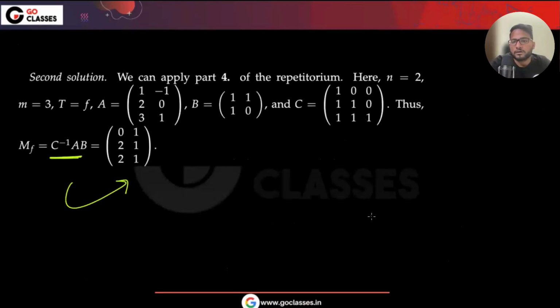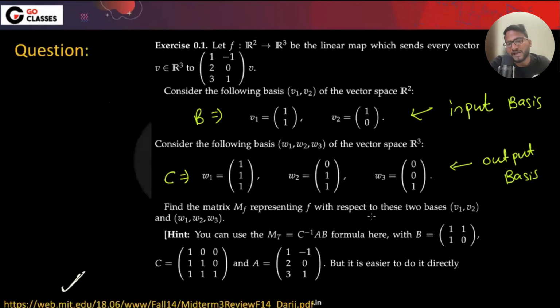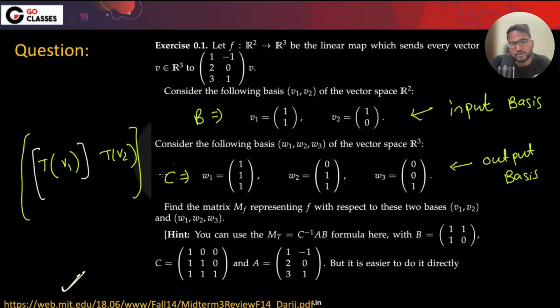Now you can use a second method. I will give you the time; you use the second method. What is the second method? You do the transformation of the input basis vectors, V1 and V2, and then you represent the final vectors in the basis of C. Then we can check whether both matrices are the same or not.